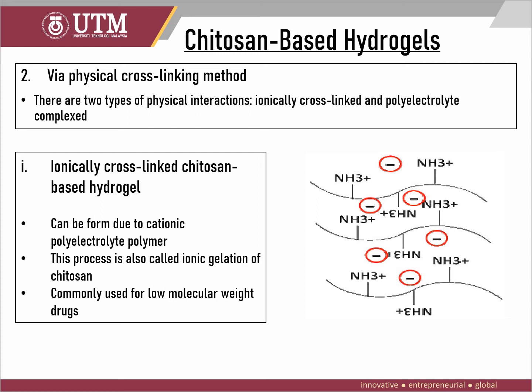For the first one, which is ionically cross-linked chitosan-based hydrogel, since chitosan is a cationic polyelectrolyte polymer with ionizable amine groups, anions are often employed as ionic cross-linkers to engineer ionically cross-linked chitosan hydrogels, shown on the right-hand side of the slide. One of the examples is multivalent counter-ions such as phosphate-bearing molecules like tripolyphosphate, TPP. This ionic cross-linking process, which is called ionic gelation of chitosan, is mostly used for loading of low molecular weight drugs, but recently has been used for macromolecules as well.